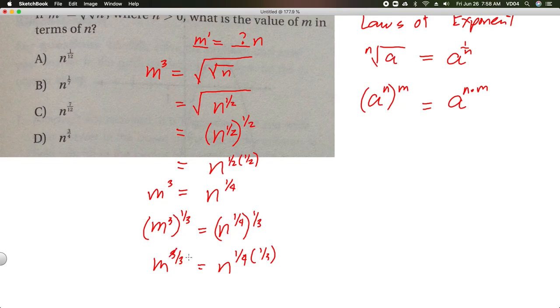And 3 divided by 3 is equal to 1, so we'll have m alone, and we have n raised to 1/4 times 1/3, which is 1 over 12. So we have n raised to 1 over 12. So this should be the answer. And we're going to look at our choices. It will fall under letter A. So the correct answer is letter A.